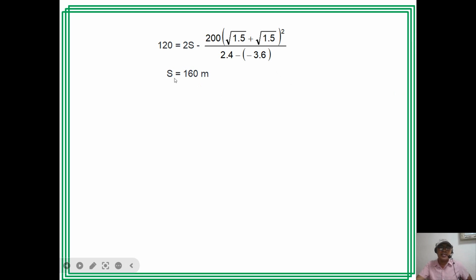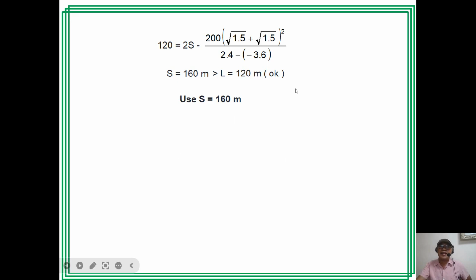So if we check, S is greater than 120. So the sight distance is greater than the length of the curve. So use S equal to 160. By the way, if you make a mistake in your assumption, you will go to the other formula. It will automatically be satisfied.